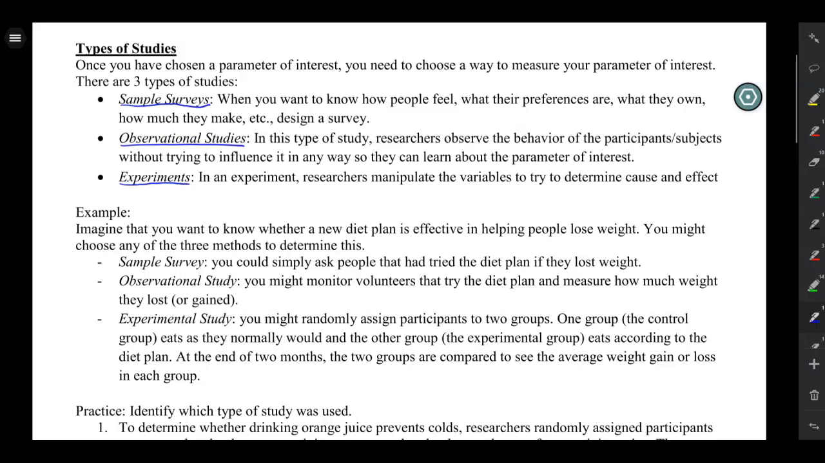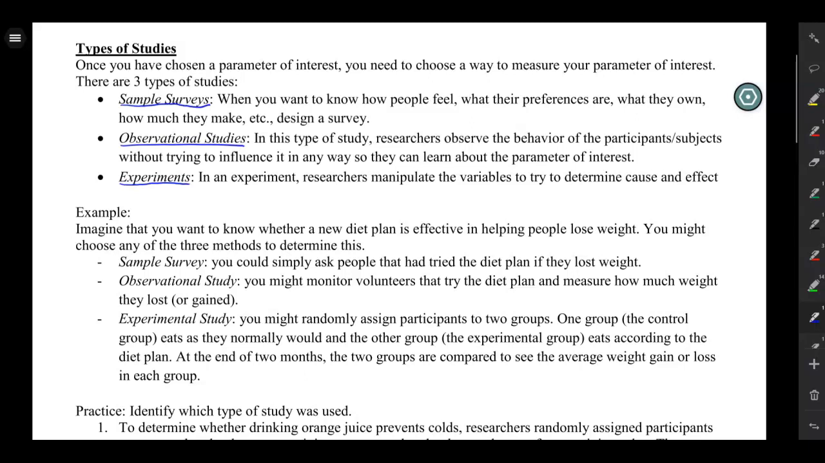So in this example, we're going to imagine that you want to know whether a new diet plan is effective in helping people lose weight. You might choose any of the three methods to determine this. If we're doing a sample survey, we would just basically sit down and ask a bunch of people that tried the diet plan if they lost weight. We're just going to do a survey of some people that did the diet plan.